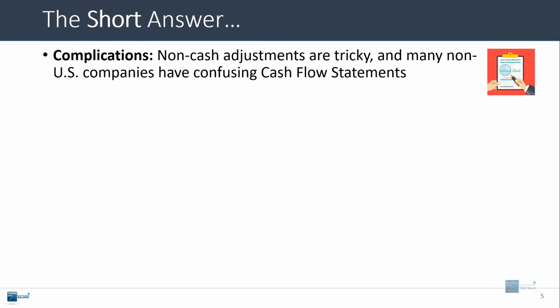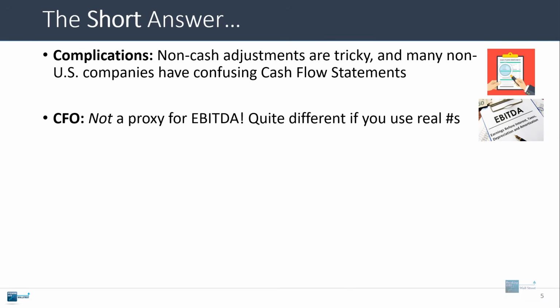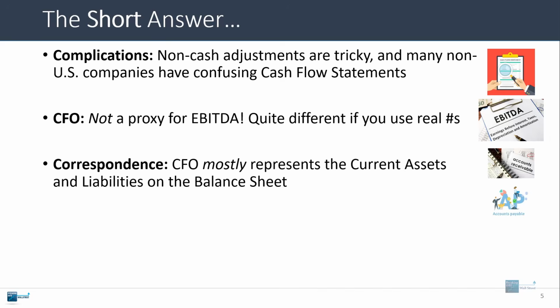Now, this sounds very easy, but complications come up because the non-cash adjustments can be tricky. Also, many non-US based companies have very confusing cash flow statements. Many people claim that cash flow from operations and EBITDA are quite similar, or that cash flow from operations is a proxy for EBITDA, or EBITDA is a proxy for cash flow from operations. But if you actually look at real companies, the numbers tend to be quite different in real life.